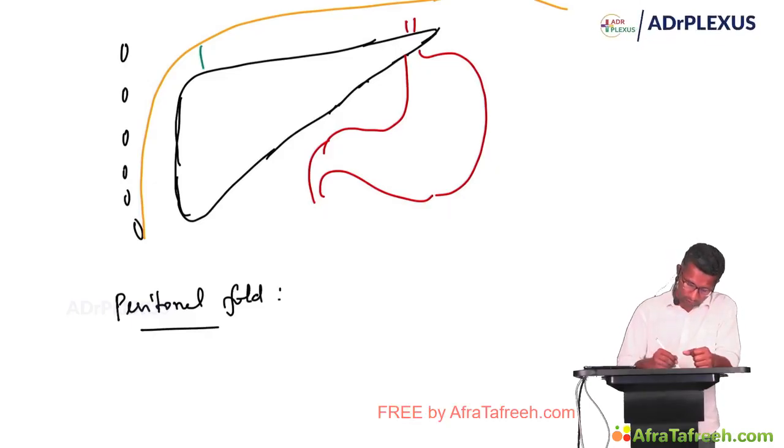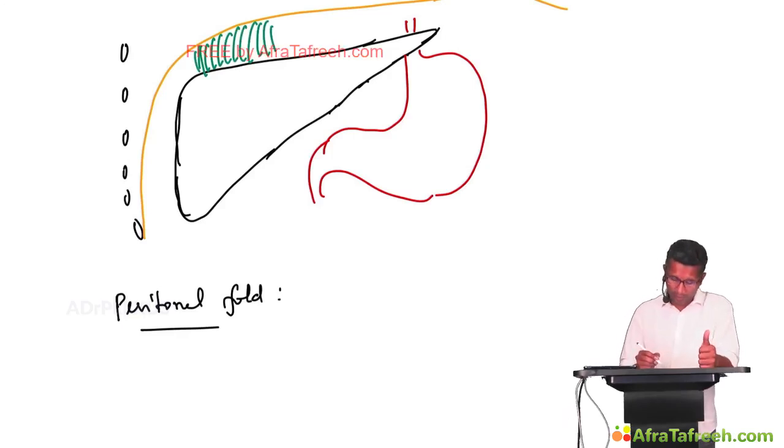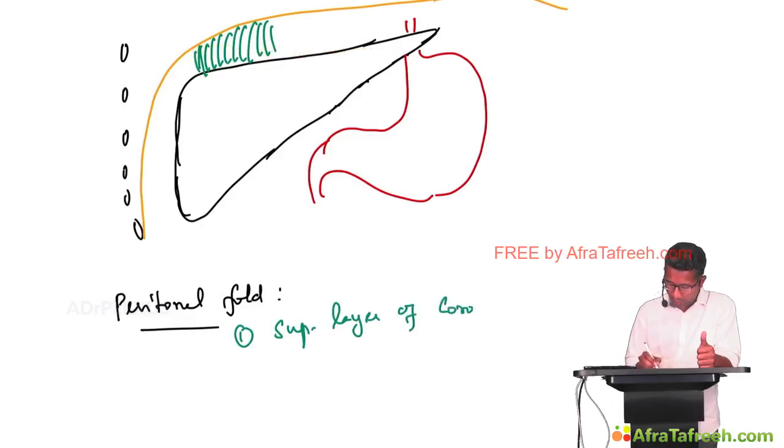It is connected to the diaphragm above. This fold of peritoneum connecting the right lobe of the liver to the diaphragm is called the superior layer of the coronary ligament.